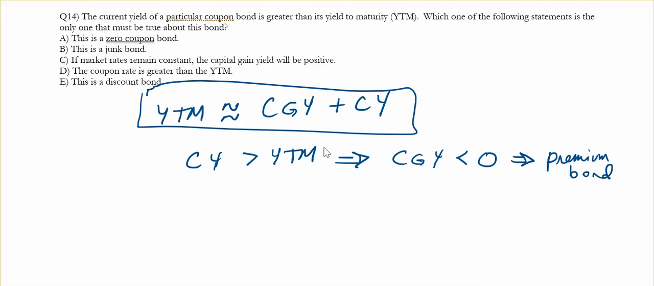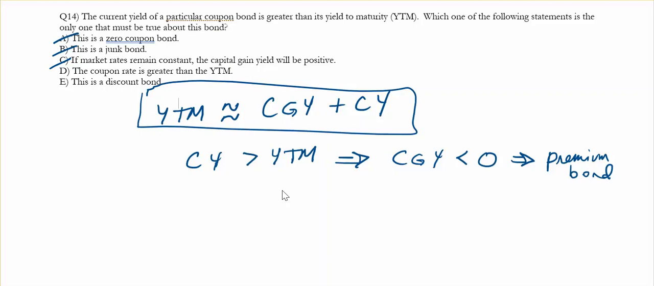Right, so this will help us. Is this a zero coupon bond? Well, no way, because the current yield is positive. It's greater than yield to maturity. This is a junk bond. That's irrelevant. That has nothing to do with this problem. It might be a junk bond, but it might not be. That just has to do with the probability that the bond will default. C, if market rates remain constant, the capital gain yields will be positive. False. We know that the capital gain yield has to be negative because we've concluded that this is a premium bond.